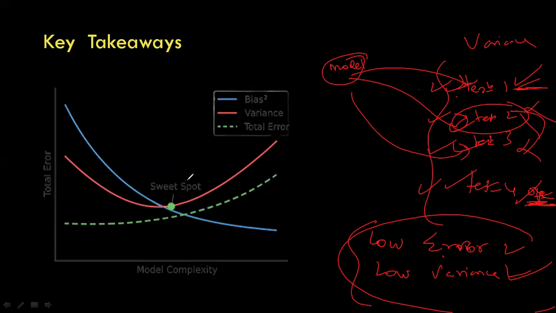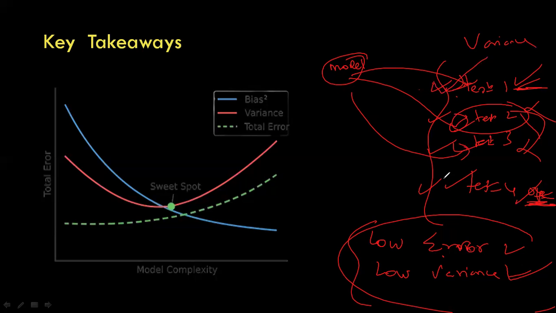So here in this case, the blue one is your bias and the red one is your variance. The total error is the dashed line. As the model complexity keeps increasing, your error goes down. That means you included more features or factors, so my model can predict the housing price with the help of all the features. But the variance is going up.